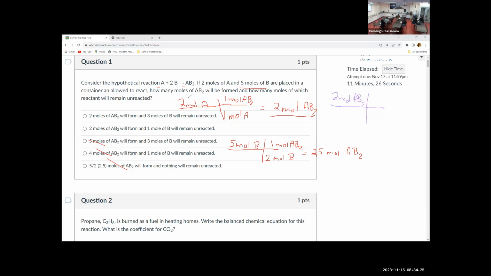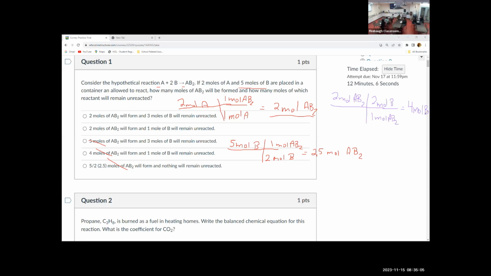So then what is the mole to mole ratio of AB2 to B? It's 1 to 2, right? So for every 1 mole of AB2, I make 2 moles of B, or I need 2 moles of B. So then that's a total of 4 moles of B, because 2 times 2 is 4.